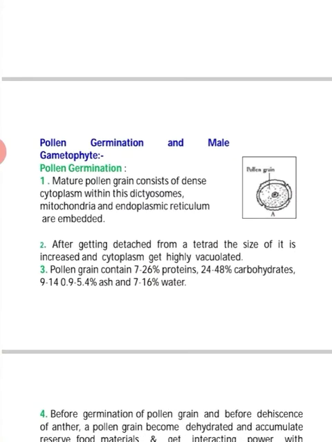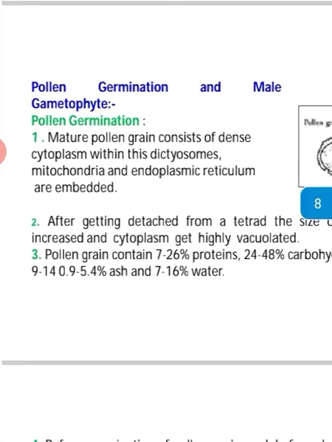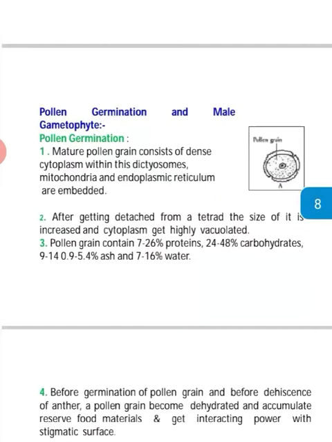Then the pollen germination and the male gametophyte. Pollen germination. Mature pollen grains consist of dense cytoplasm, and within this dictyosomes, mitochondria and endoplasmic reticulum are embedded. After getting detached from the tetrad, the size of it is increased and the cytoplasm is highly vacuolated.